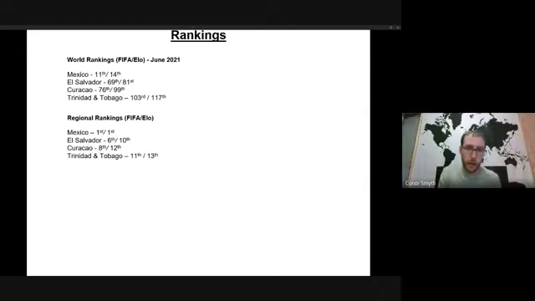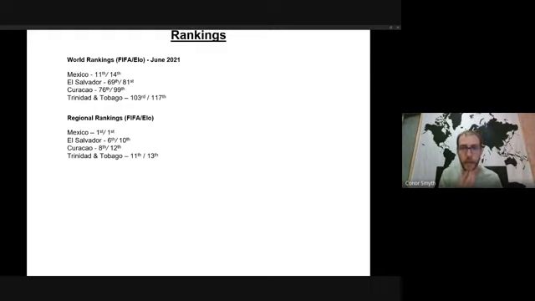Curacao are currently 76th according to FIFA and 99th in ELO. This is the first time they've ever cracked the top 100 in ELO, which is kind of exciting for them. But they have been in the top 100 in FIFA since December 2016. Again, talking to that recent rise that we've mentioned over the past 5 years.